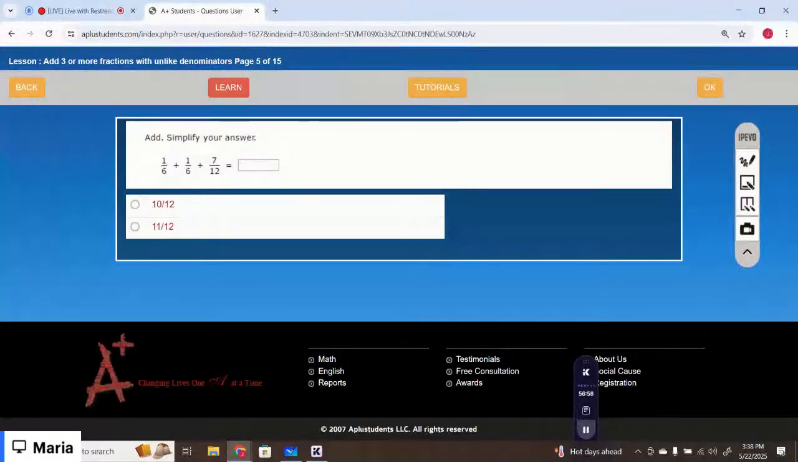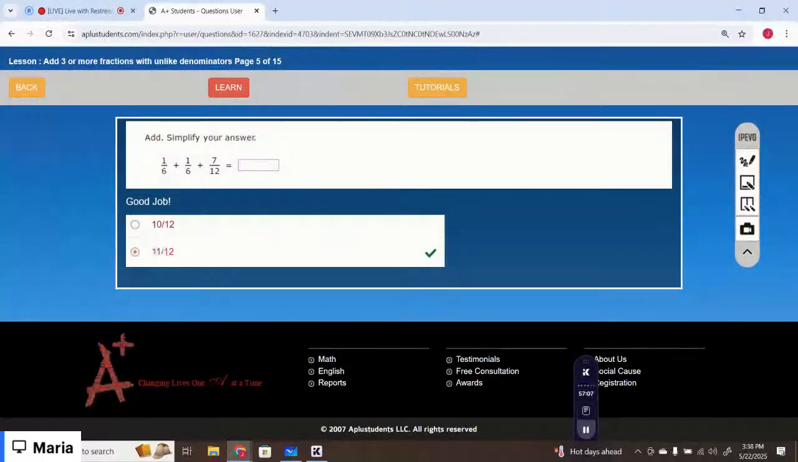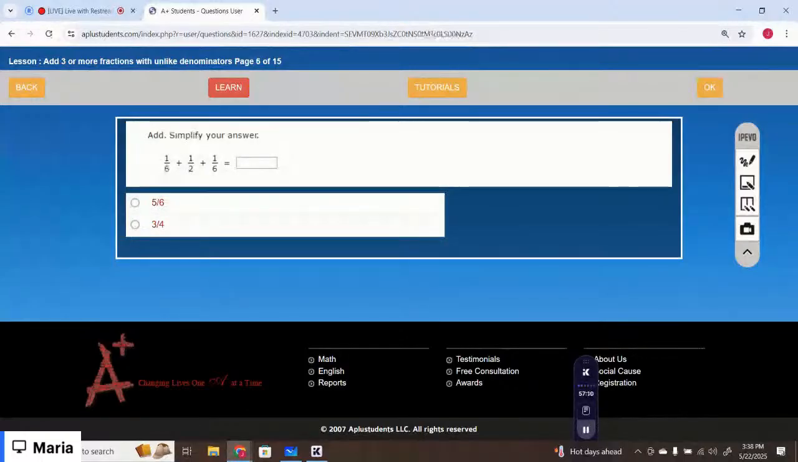So the correct option is 11 over 12. Option number 2 is the correct option. That is 11 over 12. Don't guess the answers. Just use your notebook and pencil, and simplify your answers. So which is the correct option?